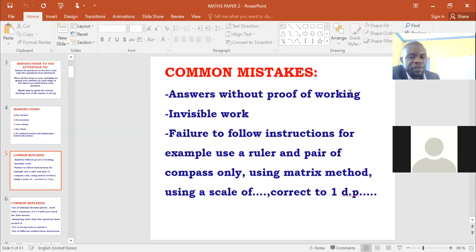And then failure to follow instructions. For example, you can be given a question in construction: use a ruler and a pair of compasses only. And then you go ahead and measure the angle. In that case, you'll lose that mark for construction.